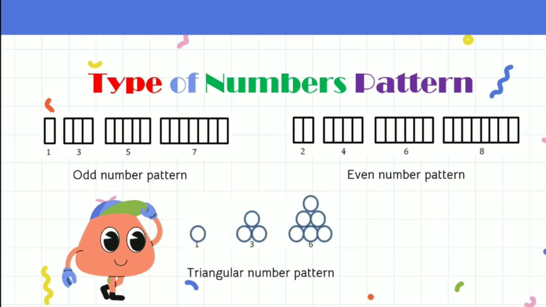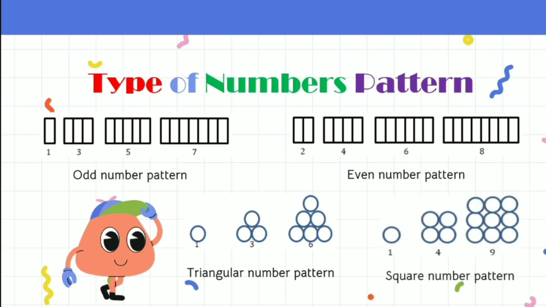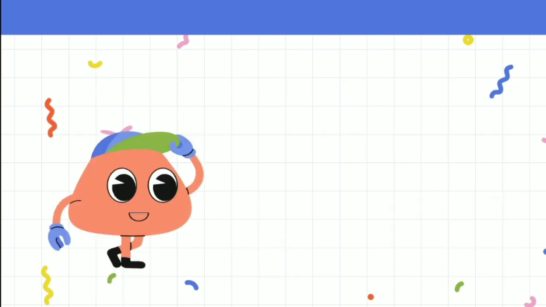Next, we have triangular number pattern. This pattern consists of numbers that we can create into a triangular shape. And the next, we have square number pattern. In this pattern, it consists of numbers that we can create into a square shape.